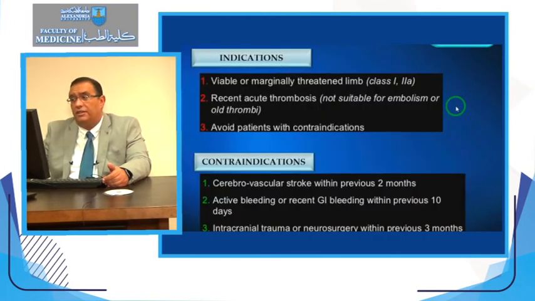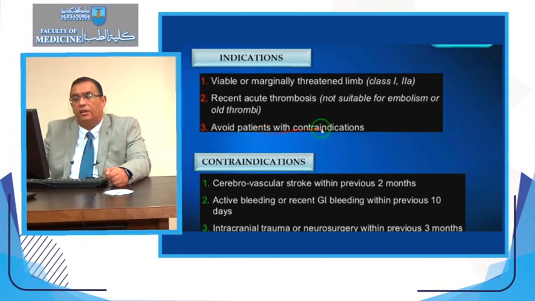What is the indication of CDT, or catheter-directed thrombolysis? It is for viable or marginally threatened limbs, class 1 or 2A, with recent acute thrombosis. It is usually not suitable for embolism or old thrombi. For old cases, it is not suitable because we would have to increase the dose, which may lead to bleeding for the patient without dissolving this old thrombus. Also, it is not suitable for embolism, because an embolus is very easily retrieved by embolectomy rather than thrombolysis.